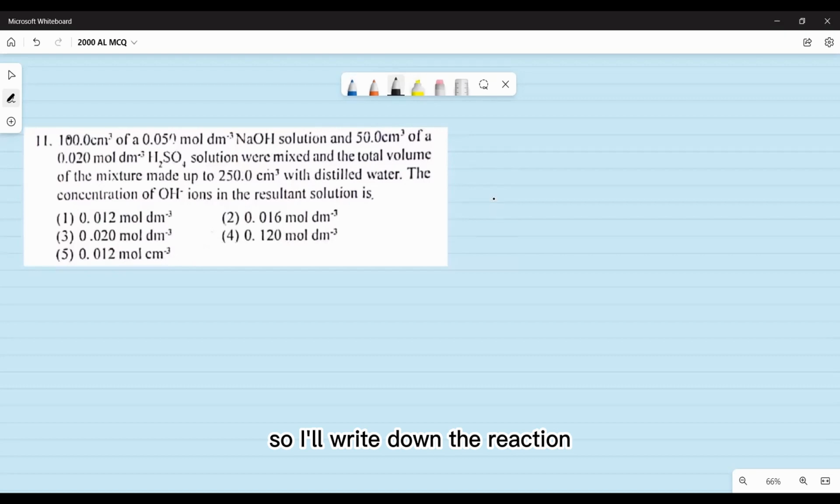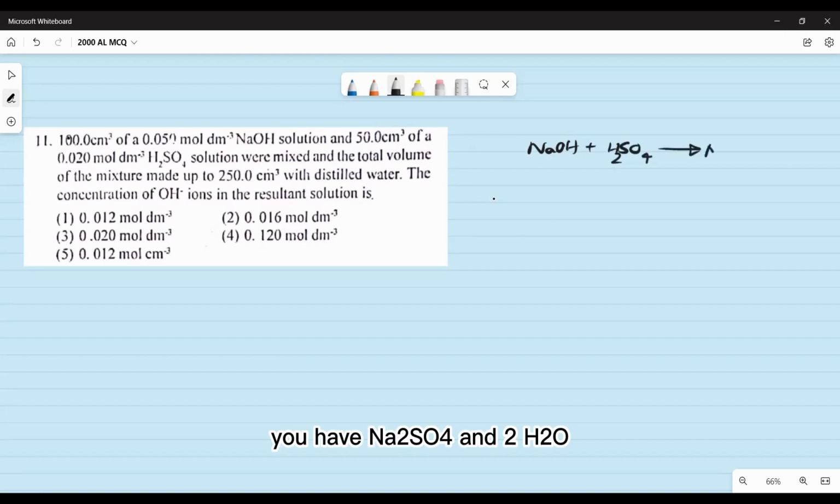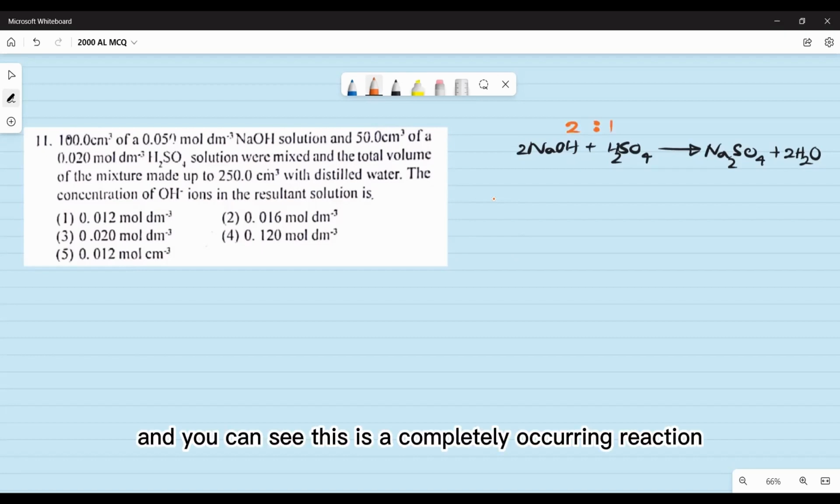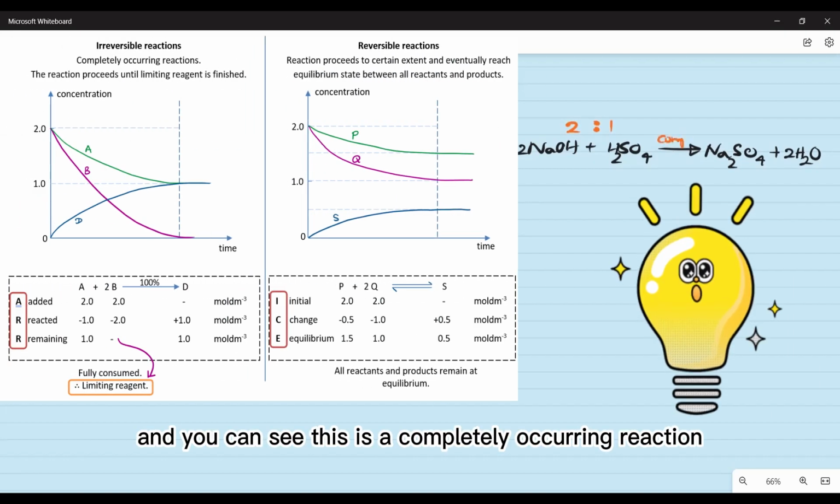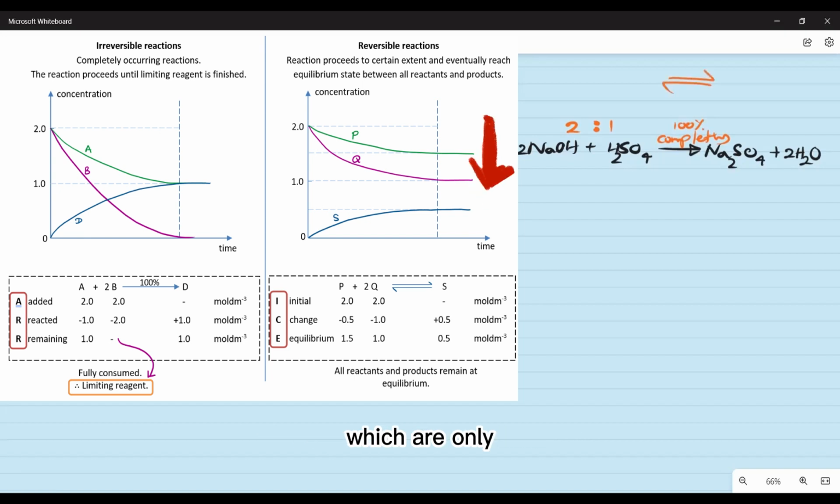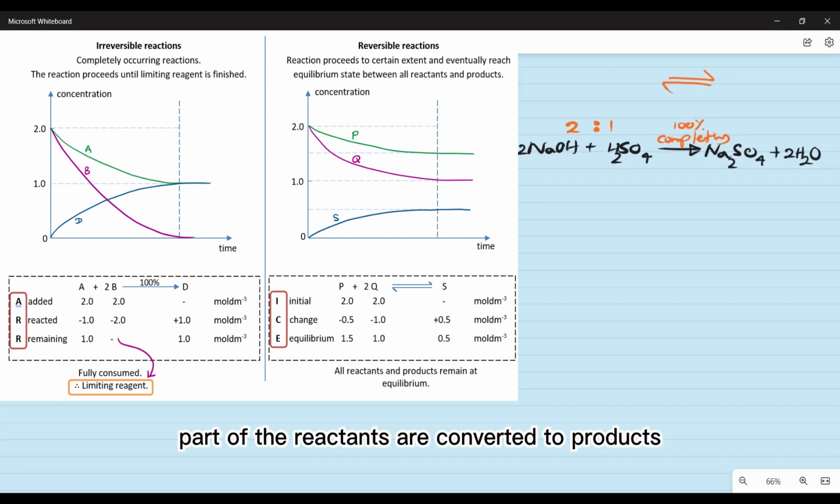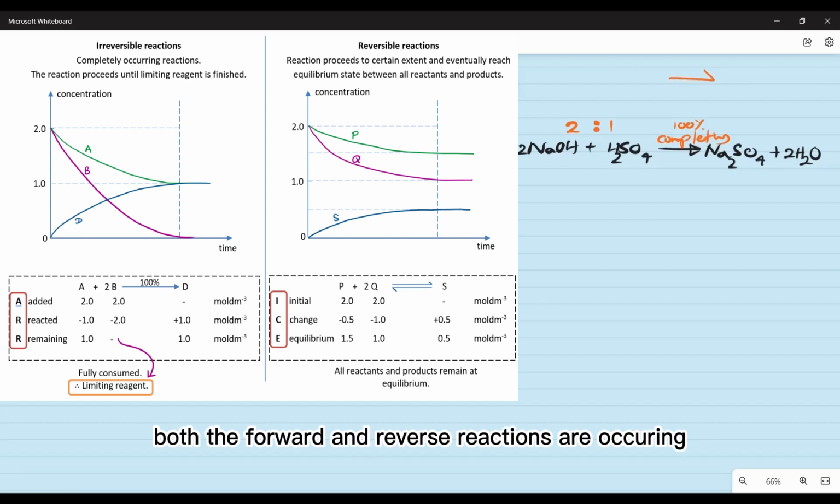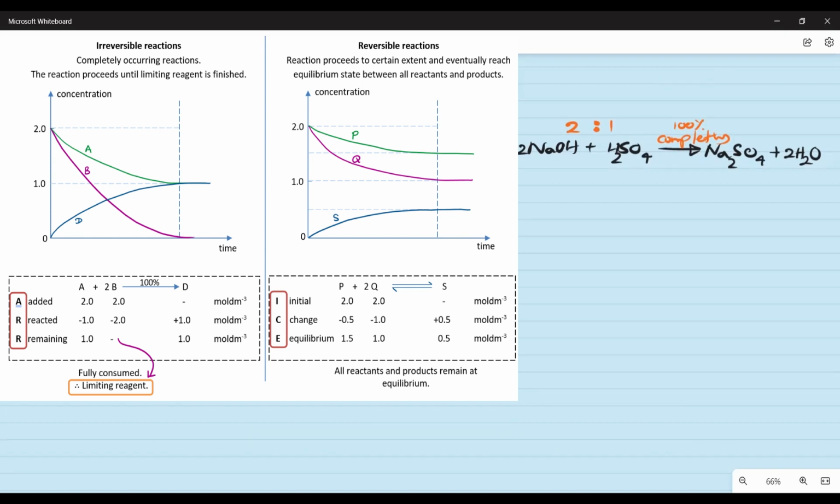So I write down the reaction. NaOH plus H2SO4 gives Na2SO4 and 2 water. For balancing, I have to put 2. So their stoichiometry ratio is 2:1. And you can see this is a completely occurring reaction. That means 100% is going to occur. The opposite of these reactions are equilibrium reactions, in which only part of the reactants are converted to products. That means some products can again form reactants. Both the forward and reverse reactions are occurring.